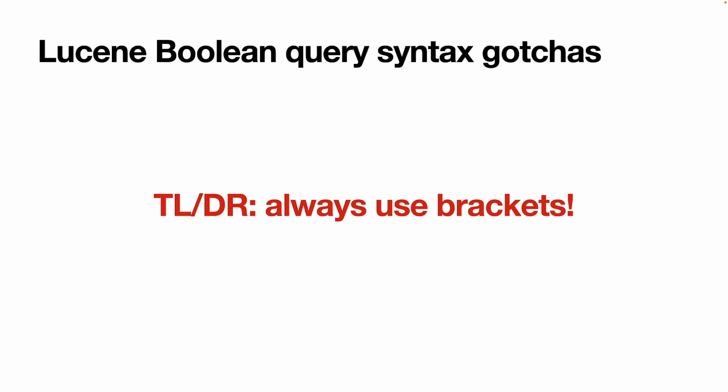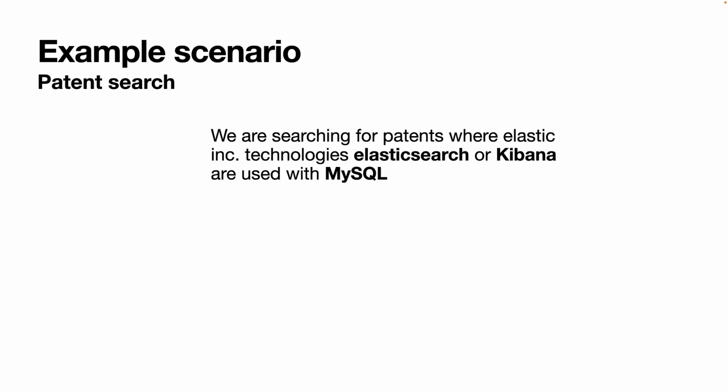So this presentation is really about some of the strange ways Lucene queries are interpreted if you're using the default Lucene query parser. And I don't think many people are aware of this, and the too long didn't read version of this is: always use brackets. So we'll have a look at some examples of where this breaks down.